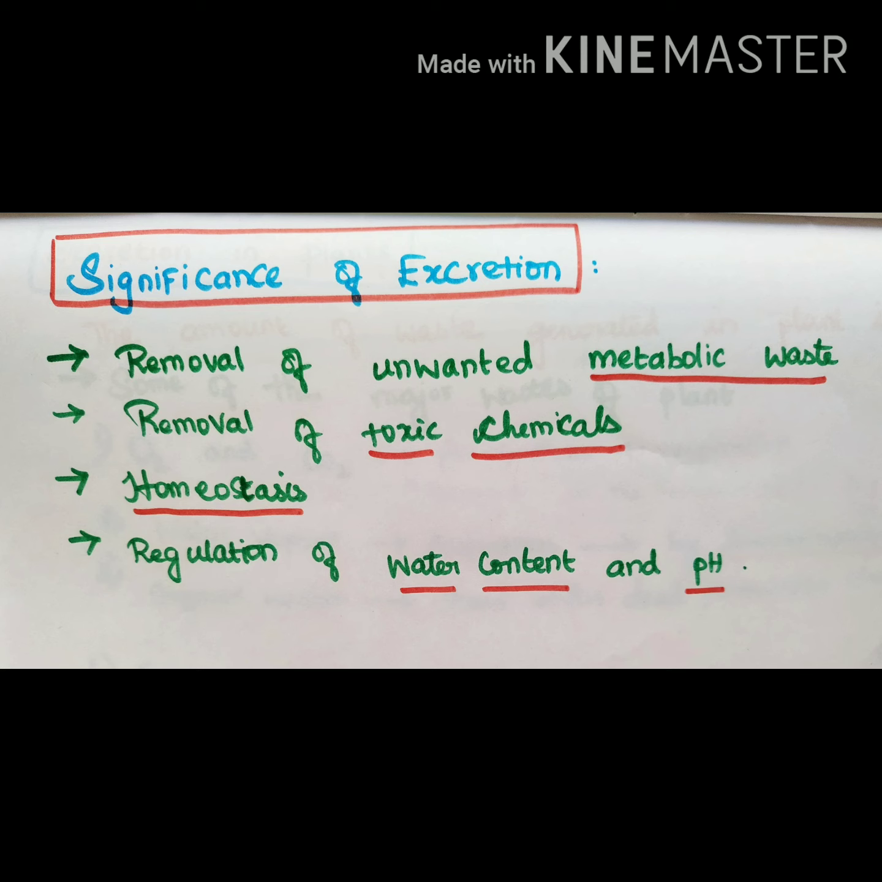Number 1, removal of unwanted metabolic waste. Number 2, removal of toxic chemicals which may cause damage to the cells and the tissues. And third one, homeostasis. What is homeostasis? Yeah, water and ion balance in our body. And fourth one, regulation of the water content and also the pH.